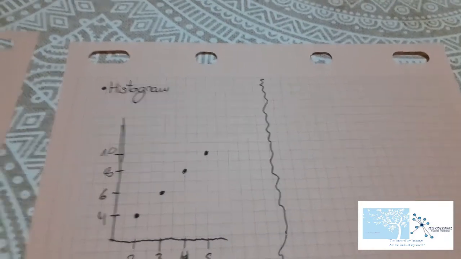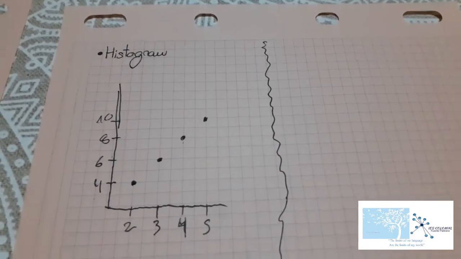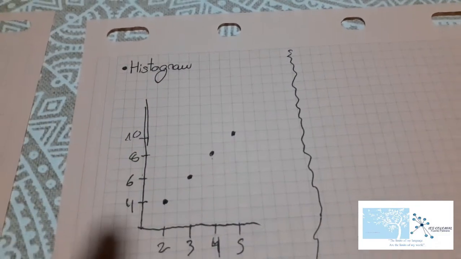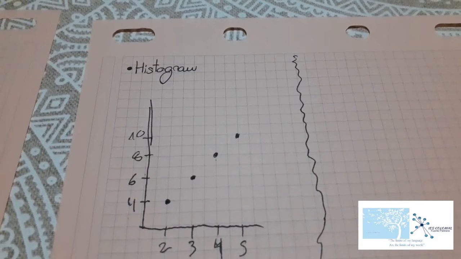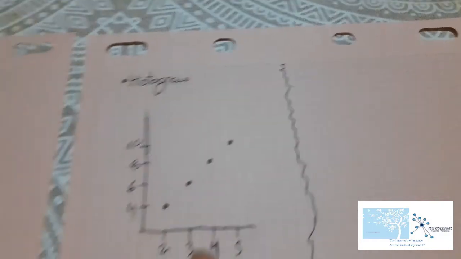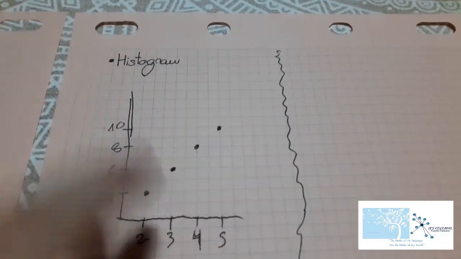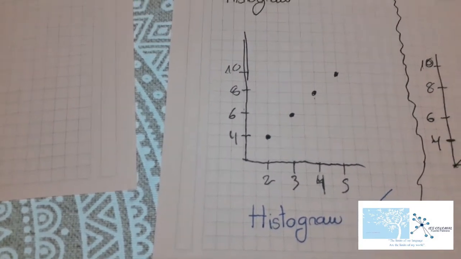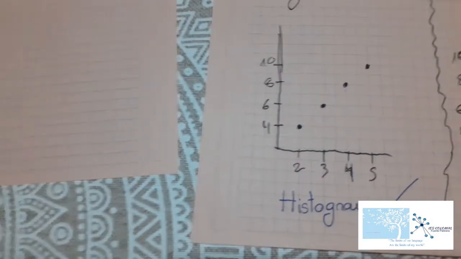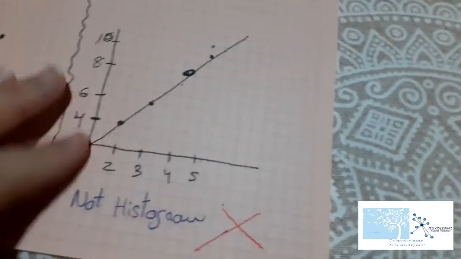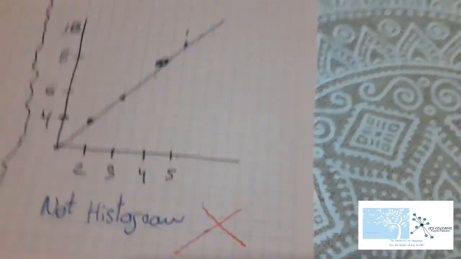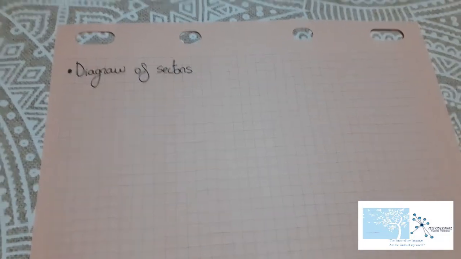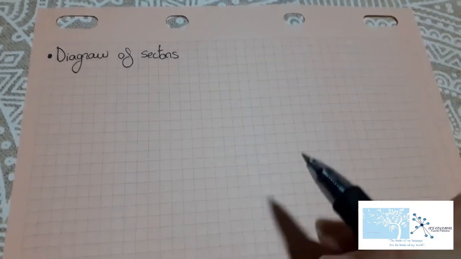Very important, we mustn't connect the dots, because if we connect the dots, it isn't a histogram. For example, this is a histogram because the dots aren't connected, but this isn't a histogram because the dots are connected. For the graph of sectors, we take other values.